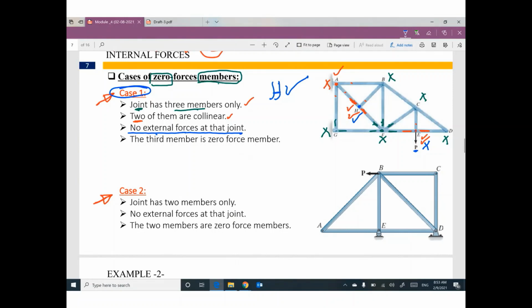So what is the final conclusion? The third member is a zero force member. This one will be 0. Do you remember? We have 3. This one and this one are collinear. The third one will be 0. So the final conclusion, member HB is 0 force member. The internal force in this member is 0 without calculations, without any reactions, without any calculations.